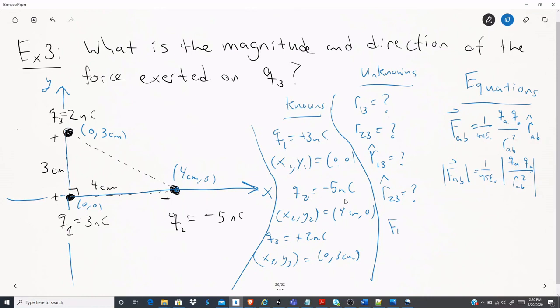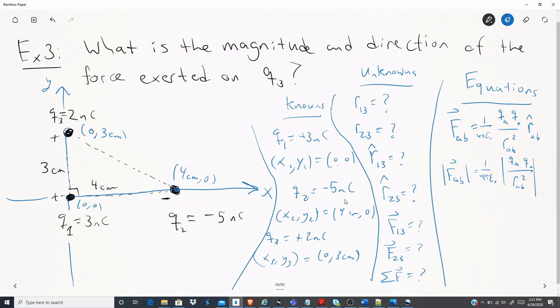The force that charge 1 exerts on charge 3. And the force that charge 2 exerts on charge 3. And of course, I want to know the net force ultimately. And so all of these are unknowns.